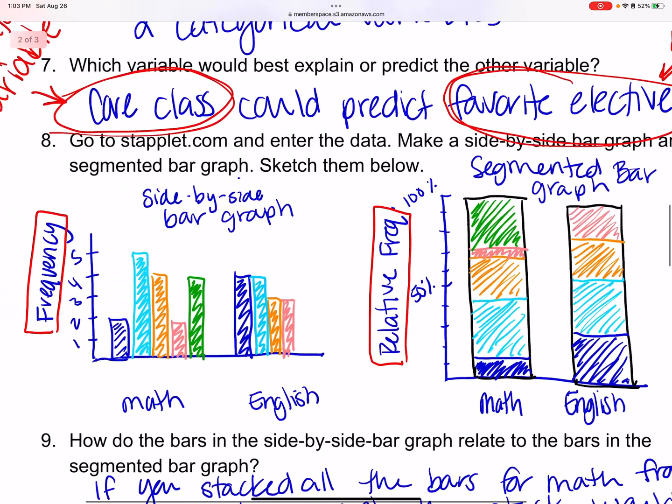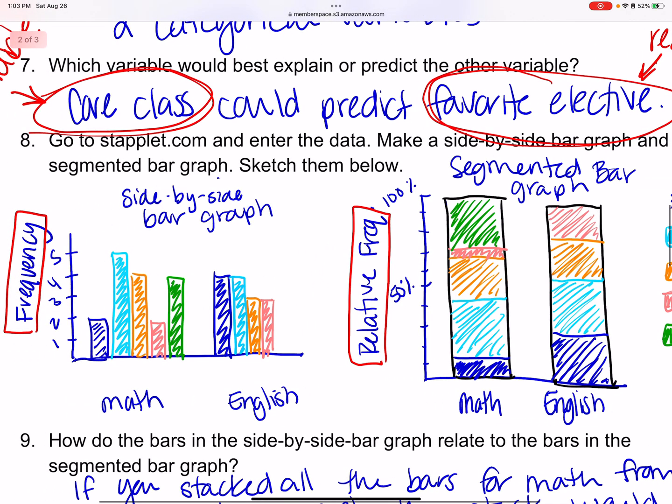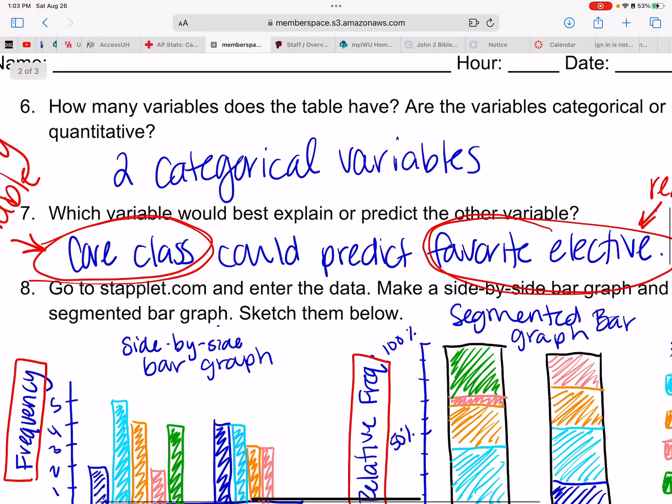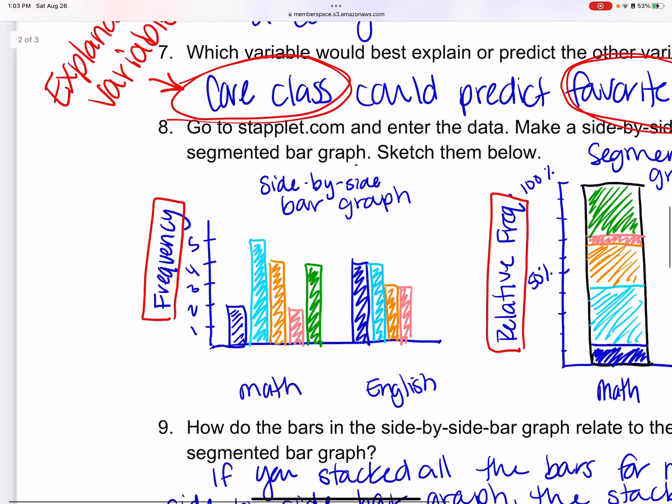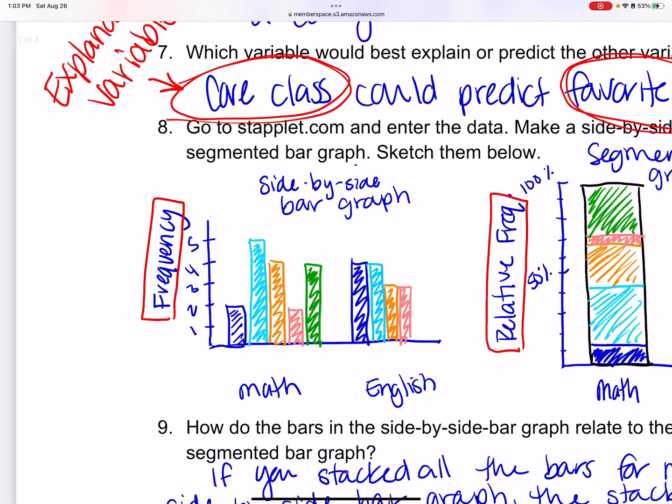All right, so Statplet.com also will graph everything for you if you go there and put your data in. And remember, I'm doing 2 categorical variables, so you go to Statplet.com, then go to 2 categorical variables, and you could enter the data to get these particular graphs. On the AP test, you typically don't have to make graphs. Sometimes you do, but more often than not, you have to analyze the graphs that they have already given you.